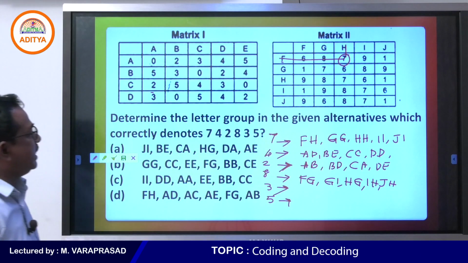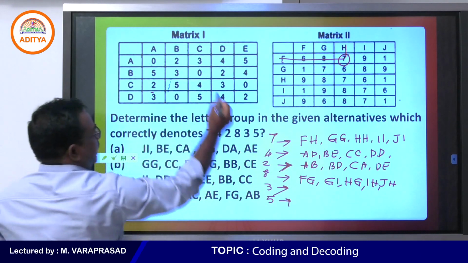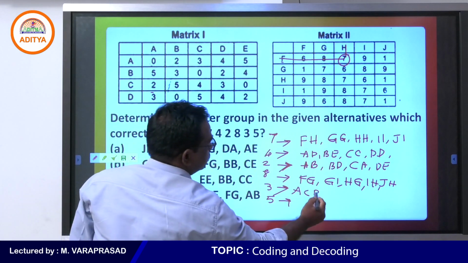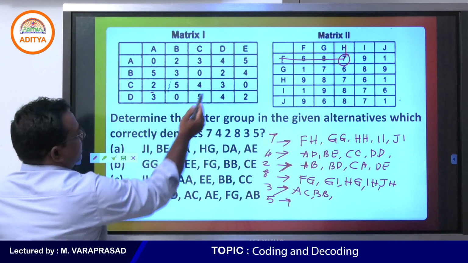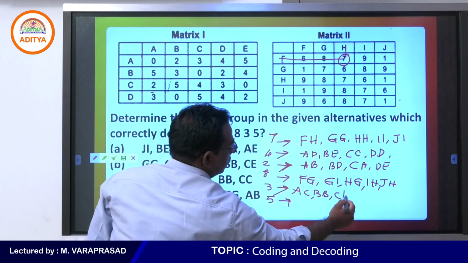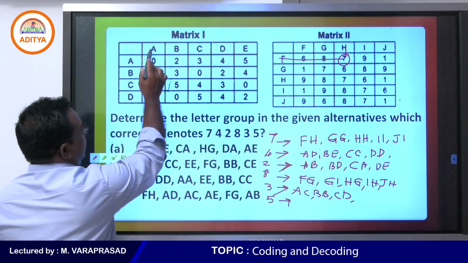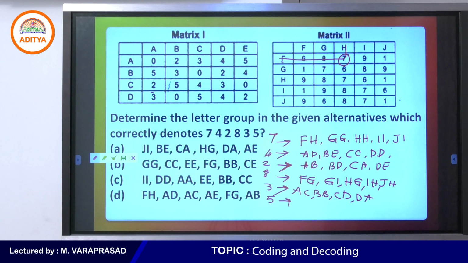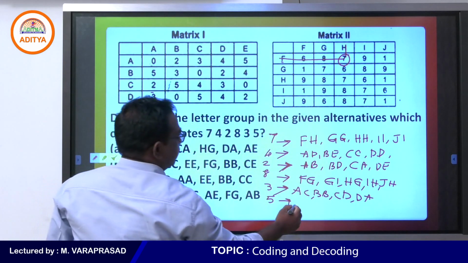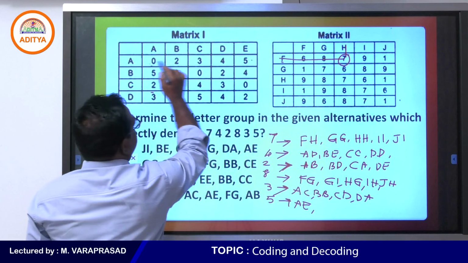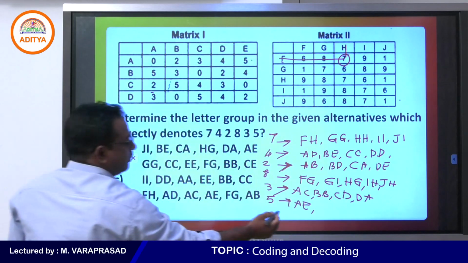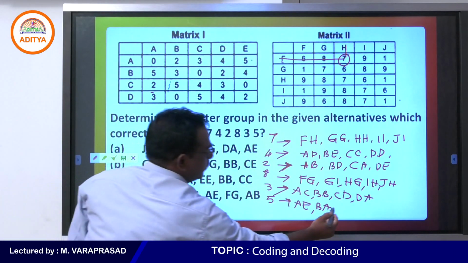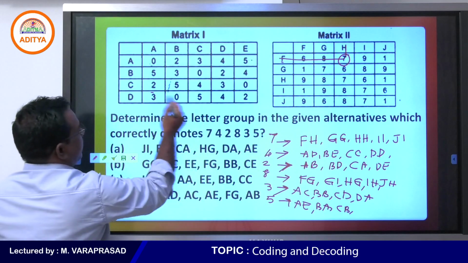So how will 3 be represented? 3 is there here, AC. Next, 3 is here, BB. Next, 3 is here, CD. Next, 3 is here, DA. Now take 5. How will 5 be represented? AE, 5 is there here. BA, CB, DC.